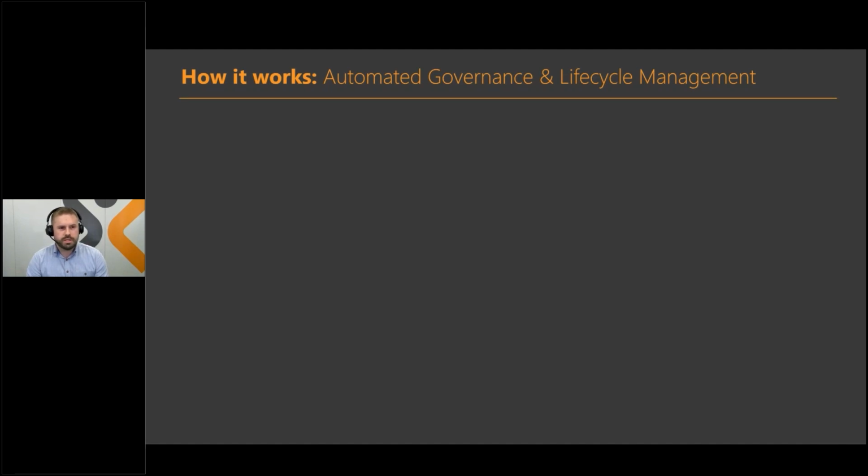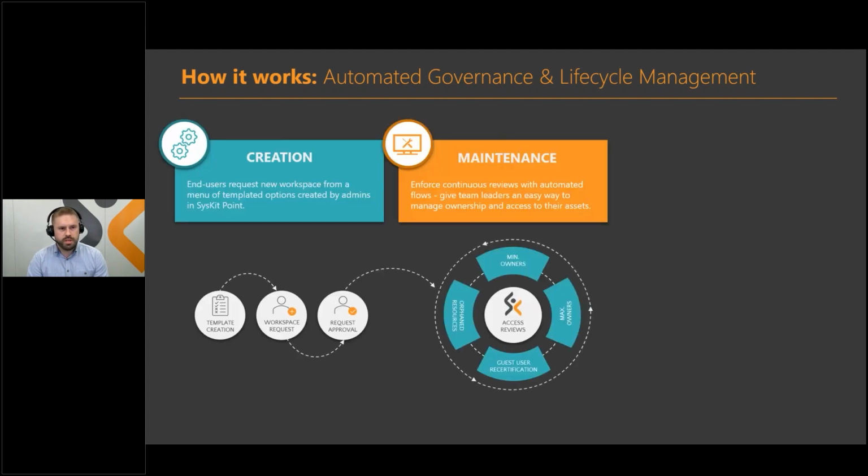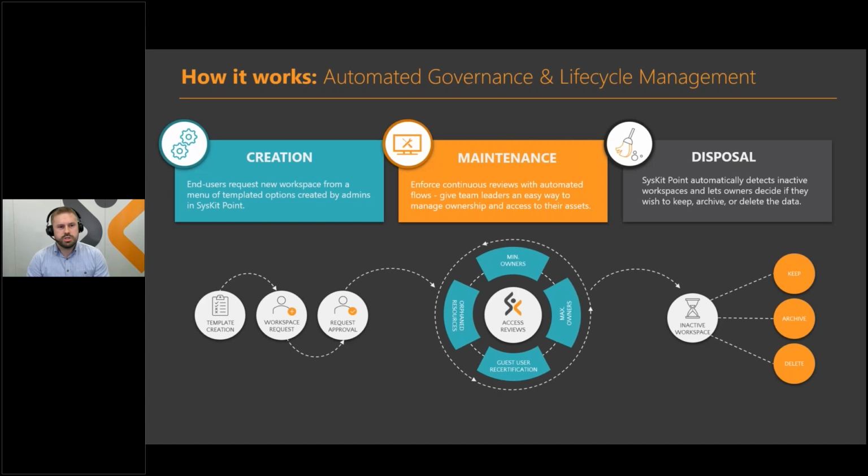SysKit Point enables IT teams to automate the entire end-to-end workspace lifecycle management, from creation through maintenance and disposal. So once the IT team sets up the policies and links them to the workspace request templates, they are basically done. SysKit Point takes over and monitors those workspaces until they are removed from the tenant.